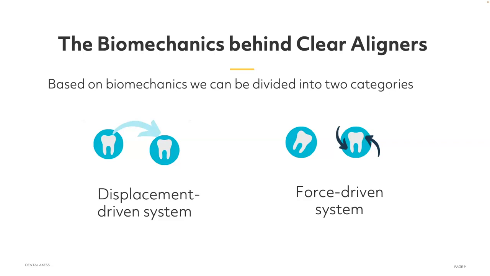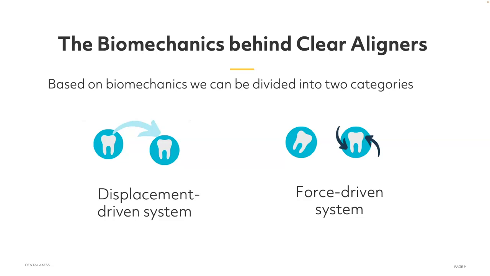If we divide how the aligners move the teeth, we can divide it into two categories. The first one is the displacement-driven system, which is the one that was first invented. It's basically that the aligner has a shape and the teeth need to fit into that shape. That is how the teeth move: the teeth trying to fit into the aligners. And with days, they are going to start to move.